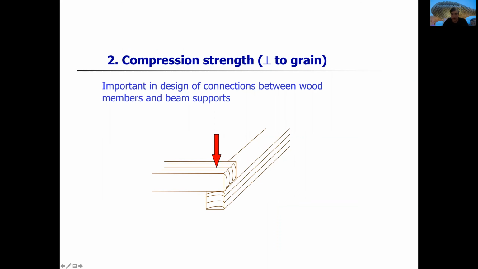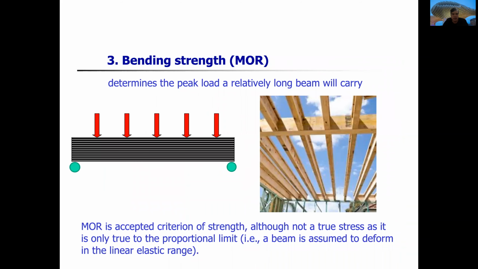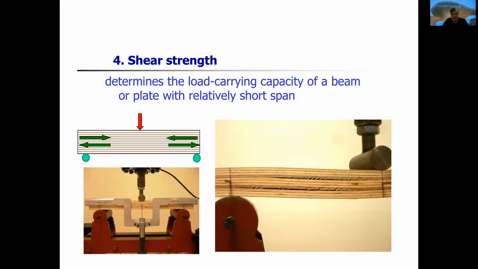Compression perpendicular to the grain is important in connections when we have pieces in two opposite directions. The bending strength is more, and that is one of the ones that we will calculate, MOR, and it is a peak load in the long beam that will be carried. That is an accepted criterion of strength, but it's not true stress, because it's proportional to the limit of the material. That depends on an assumption that it will deform according to a linear elastic range. If the material is not elastic enough, that will not happen, and wood usually is quite elastic.